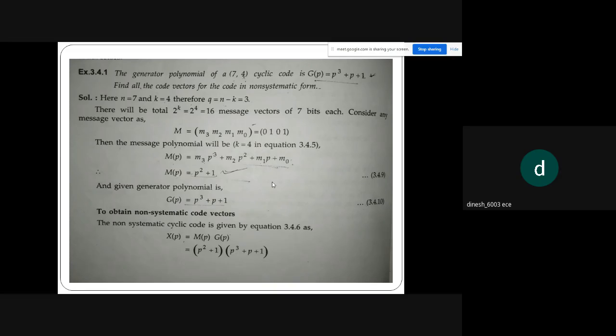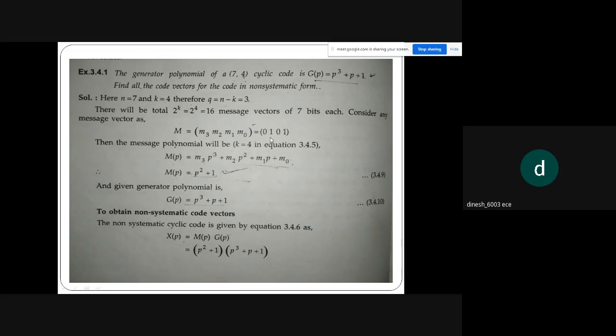So m0 p power naught, as p0 is equal to 1, and m1 p power 1 we can write in terms of p. So the equation of message polynomial for k is equal to 4 will be m3 p cube plus m2 p square plus m1 p plus m0. So this is your message polynomial.